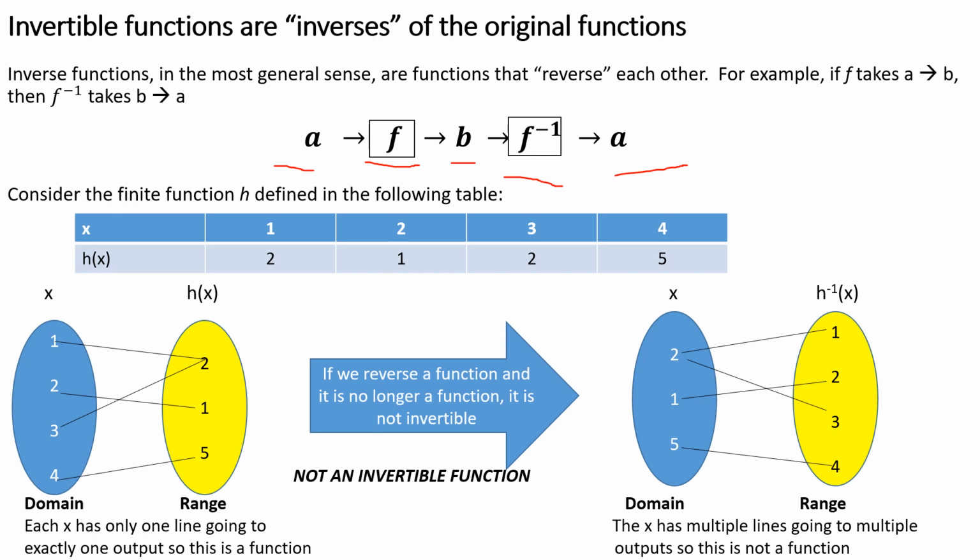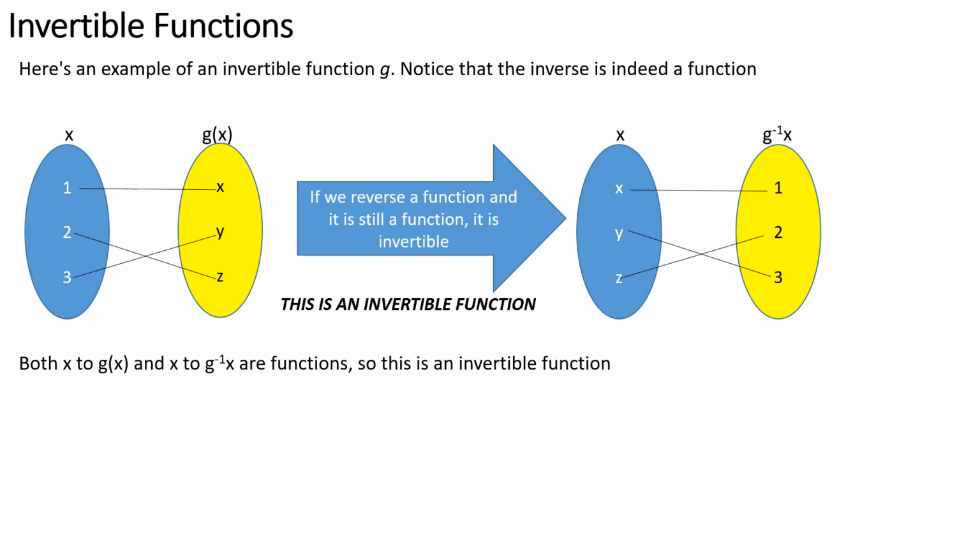This is not invertible, while this is a function right here on the left, because each one of these has only one input going to an output. They both go to 2. But when I inverse it, now I've got the 2 going to 1 or 3. I can't decide which one to go to. So it is not invertible. This is invertible. 1 goes to X, 2 goes to Z, 3 goes to Y right here. And when I reverse this, X goes to 1, Y goes to 3, Z goes to 2. So this is an invertible function.